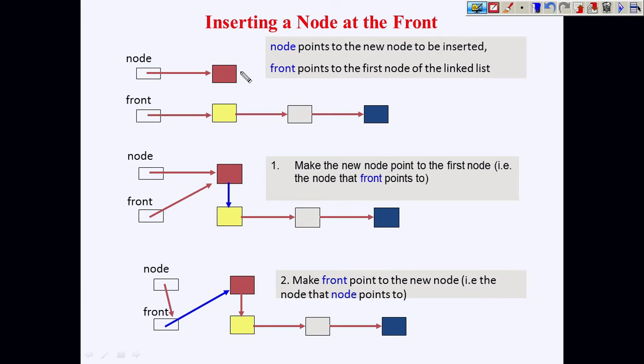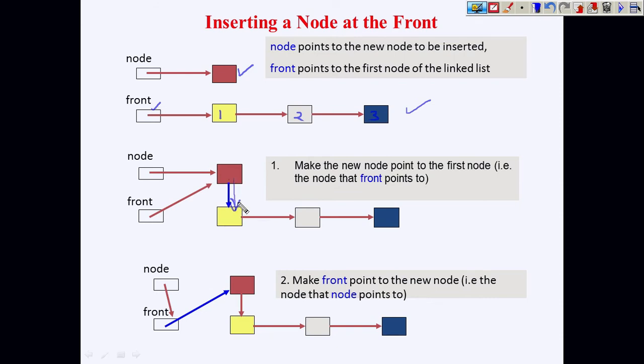This is our new node which we are interested to insert, and this is the linked list which we have. It consists of three nodes, 1, 2 and 3, and the first node is pointed to by the front, meaning front keeps the address of the first node. Now make the new node point to the first node. If we want this node to act as the first node, the previous first node must become the second node. So this node must point to this node.